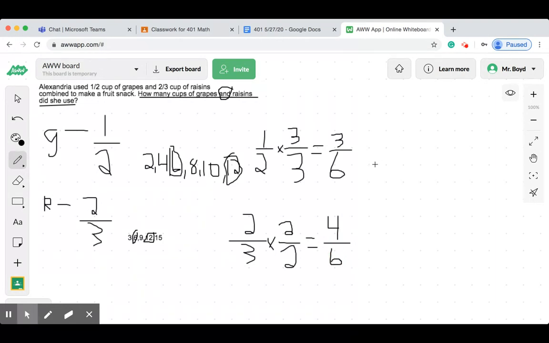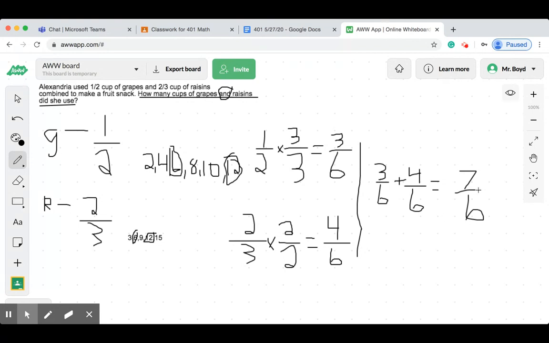So now I can add them because they are the same denominator. So I can add 3/6 plus 4/6, which will give me 7/6.